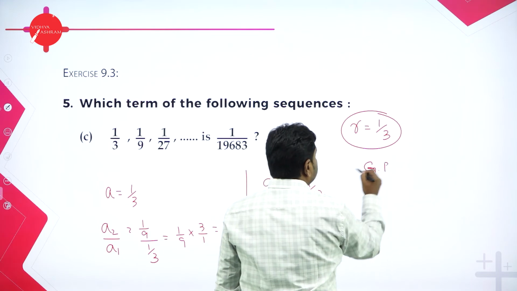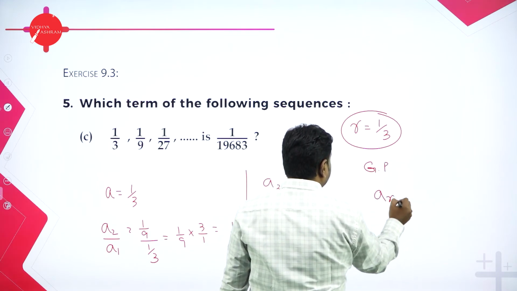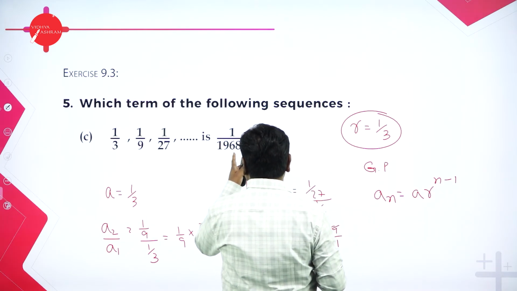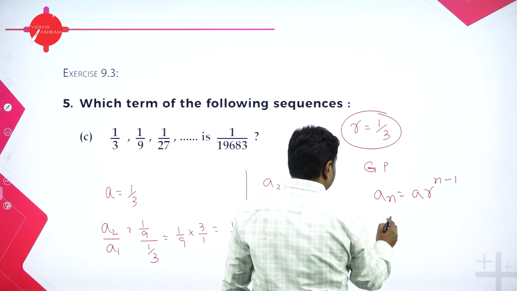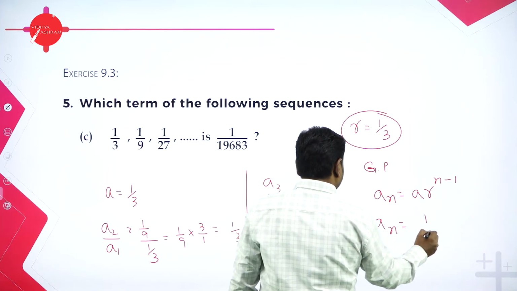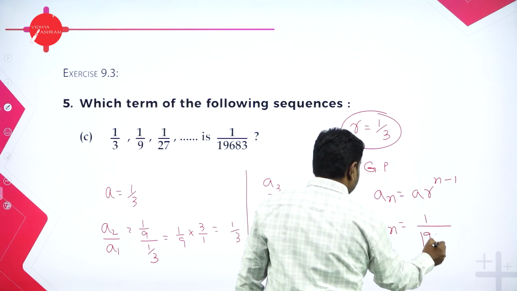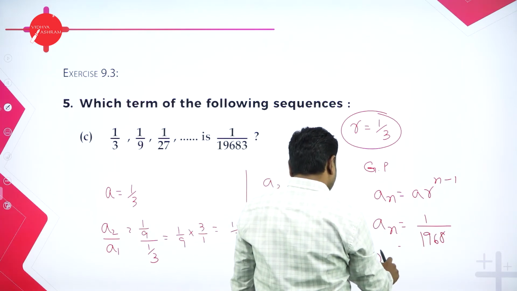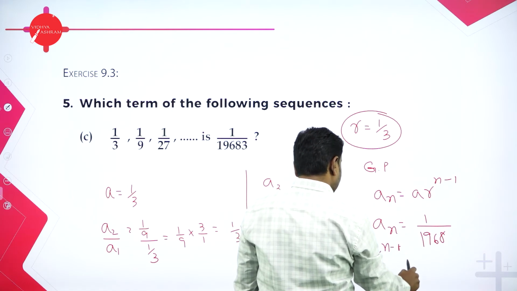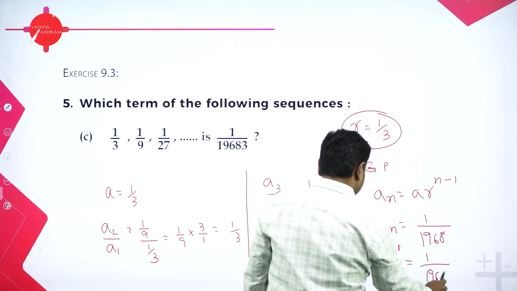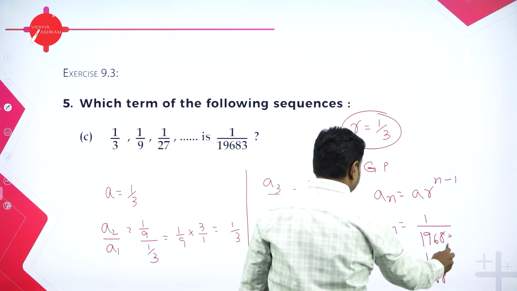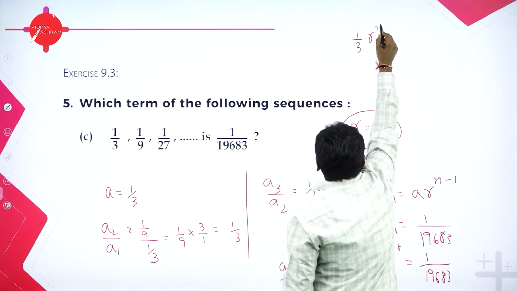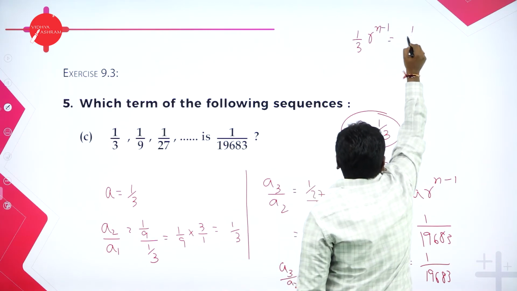In GP, what is the nth term formula? An is what? A into R power n minus 1. So they're asking which term is 1 by 19,683. So An is 1 by 19,683. An formula is A into R power n minus 1, is 1 by 19,683. And A value you know, that is 1 by 3, into R power n minus 1 is equal to what? 1 by 19,683.